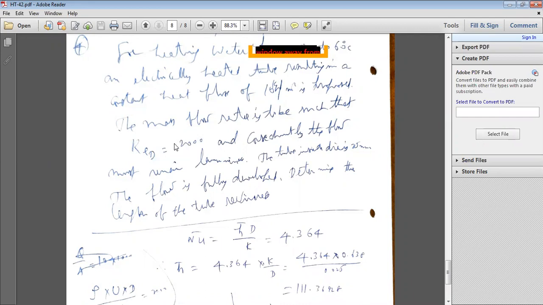By knowing this value, it is laminar flow, and consequently the flow must remain laminar. The tube inside diameter is 25 mm. The flow is fully developed. Determine the length of the tube.